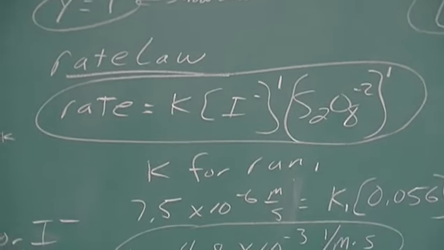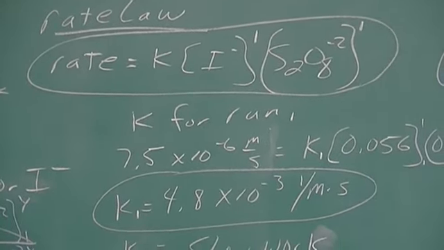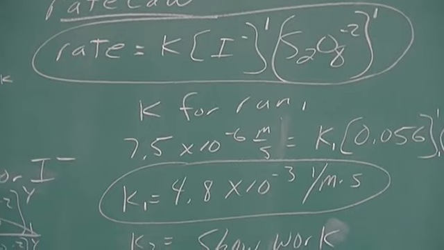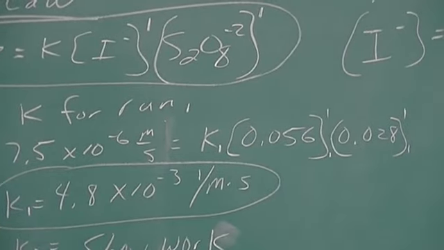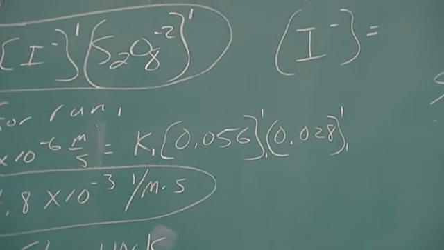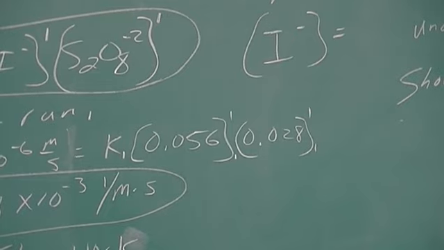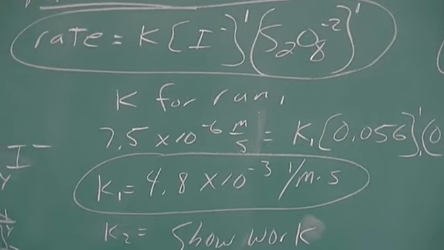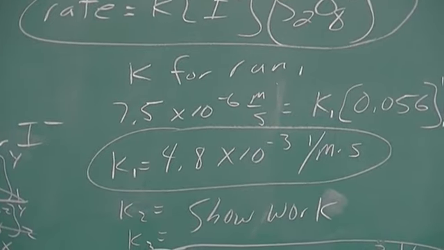So the next part we come to is to calculate the rate constant k. I will show it for run 1. To find the rate constant for run 1, we take our rate, which we calculated as 7.5 times 10 to the minus 6 molarity per second. And that's equal to our rate constant K of run 1 times the concentration of I minus, which was 0.056 raised to the first for run 1, and 0.028 was our concentration of the S2O8 minus 2 for run 1. And so when we divide both sides by 0.056 and 0.028, we solve for k. K is 4.8 times 10 to the minus 3, 1 over molarity times seconds.